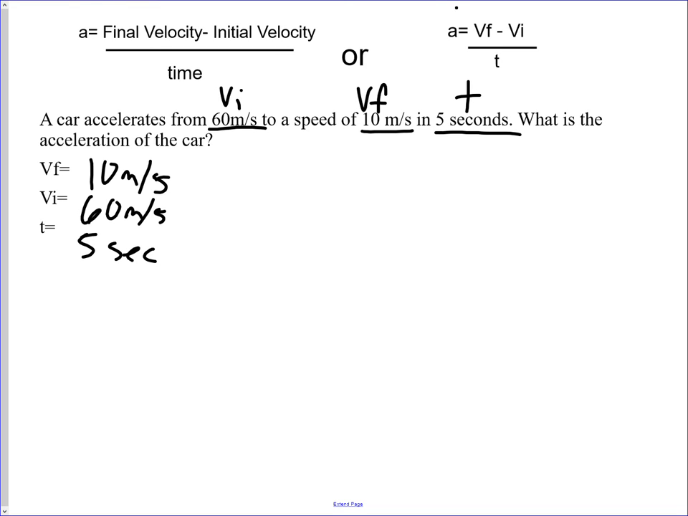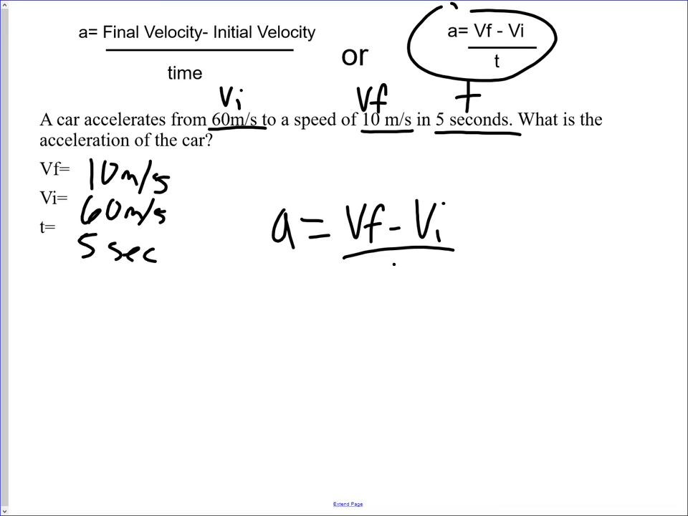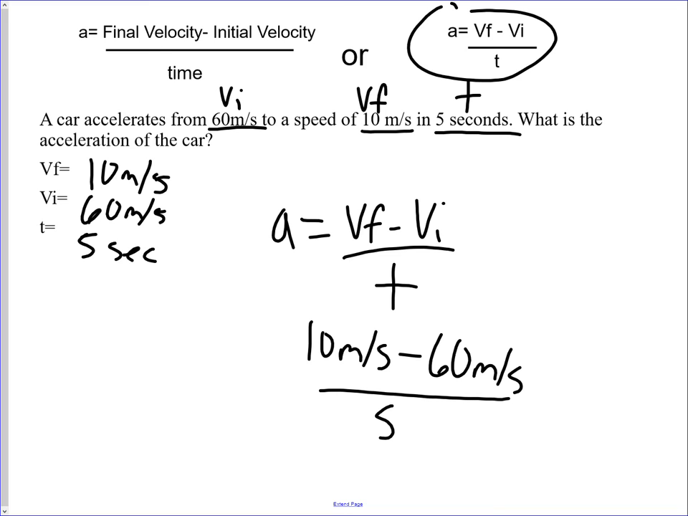Let's rewrite our formula from up here. We have A equals VF minus VI divided by T. So let's plug it in. My final is 10 meters per second, then I'm going to subtract my initial, which was 60 meters per second, and I'm going to divide by 5 seconds, which is our time.